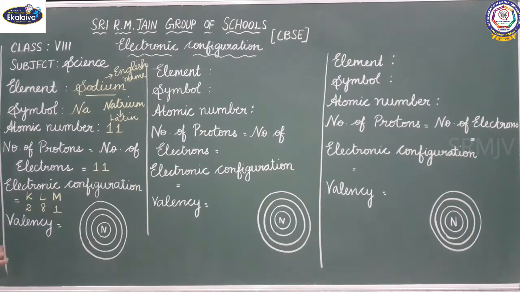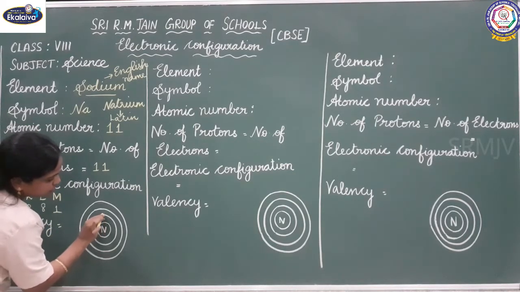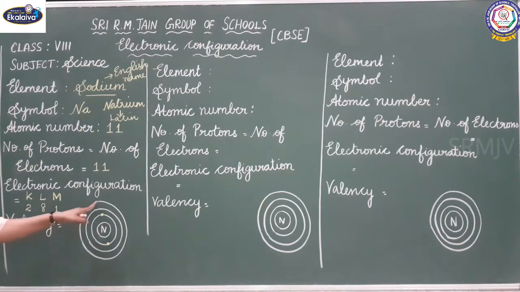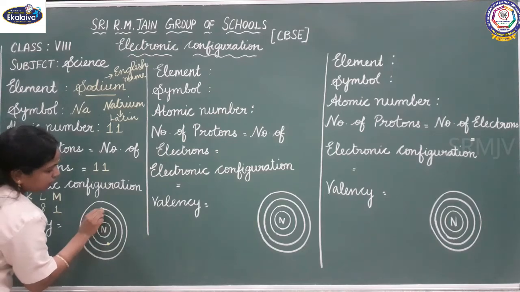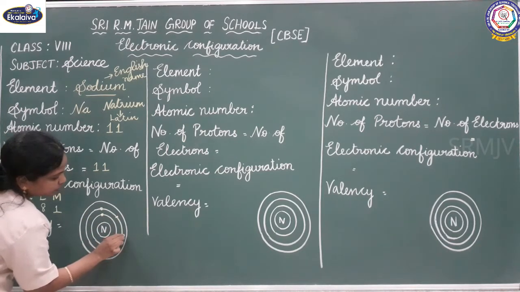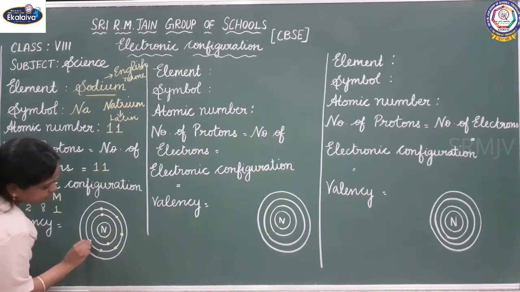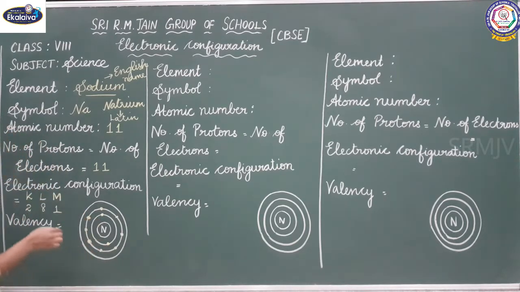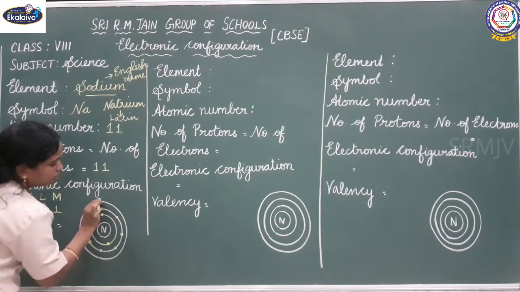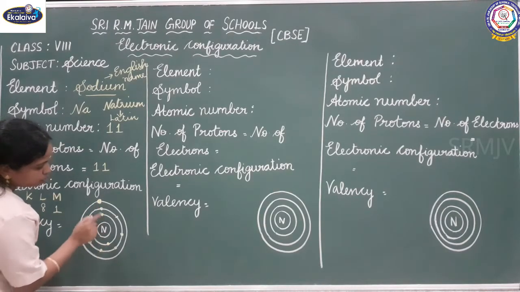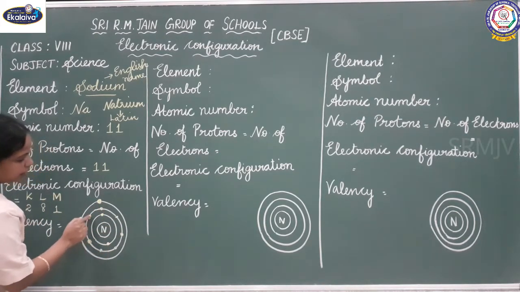Now, we shall fill the electrons. This is the first shell, that is K shell. So, 2 electrons. Next shell is the L shell. 1, 2, 3, 4, 5, 6, 7 and 8. And one more electron goes to the next shell, that is the M shell. So, totally 11 electrons: 1, 2, 3, 4, 5, 6, 7, 8, 9, 10, 11.